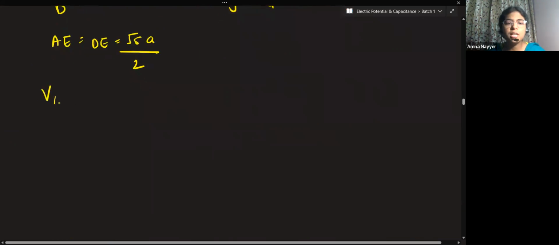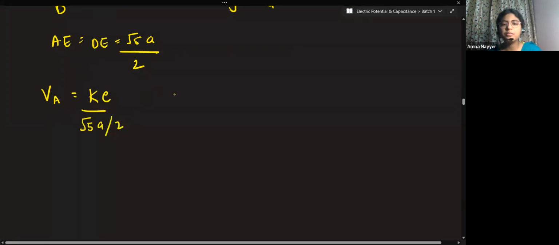See, potential at point E because of A. K is the constant. E is the charge that is given. And the separation is what? Root 5A by 2. This is VA.